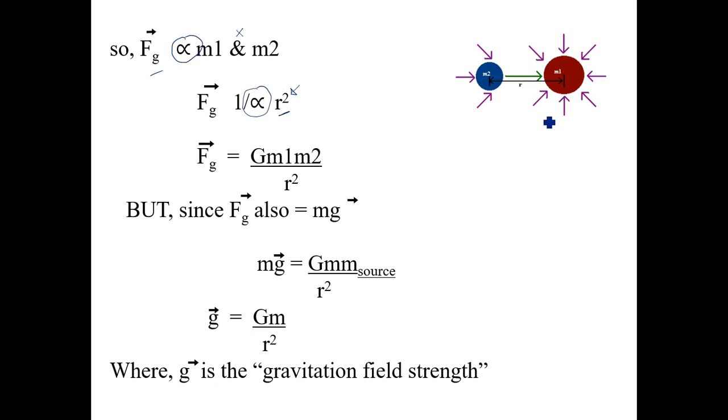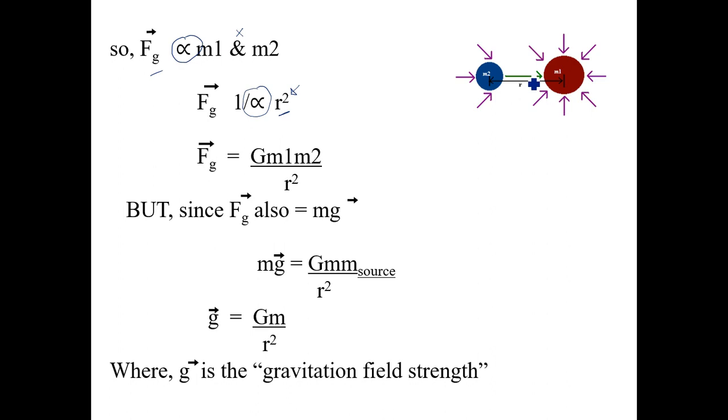All of these arrows show the direction of the gravitational field, and it's always toward the center of the mass. So for this M2, the smaller sphere, it is toward the center of the mass. Same thing with the red sphere. It's toward the center of the mass.